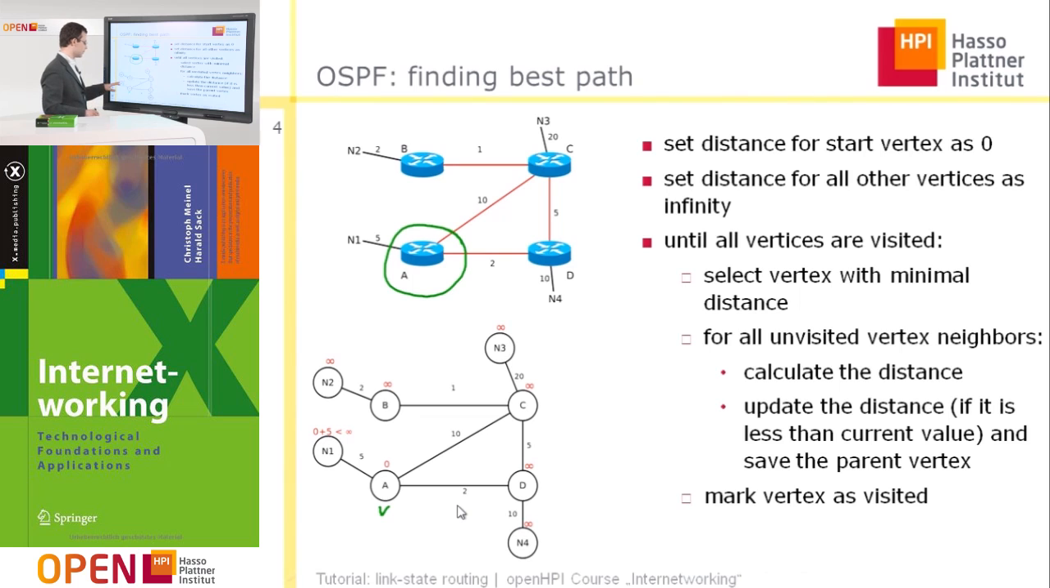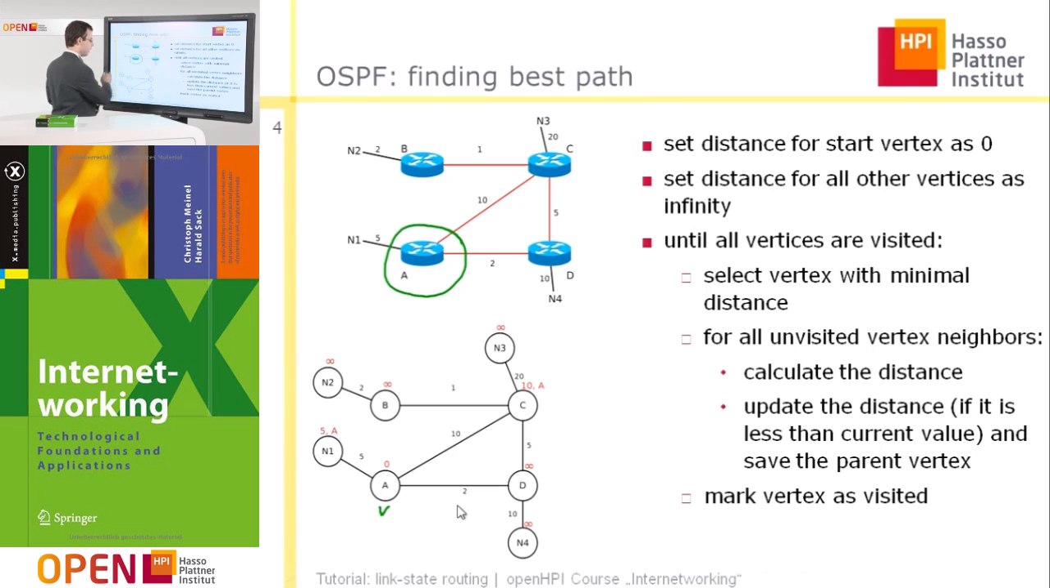And if this resulting distance of 5 is less than the current value for N1, and the current value is infinity, and 5 is definitely less than infinity, so we should update the distance for the vertex N1 and also save the parent vertex. So this 5A means that the vertex N1 could be reached with a distance 5 through the vertex A. Then we go to the next neighbor.